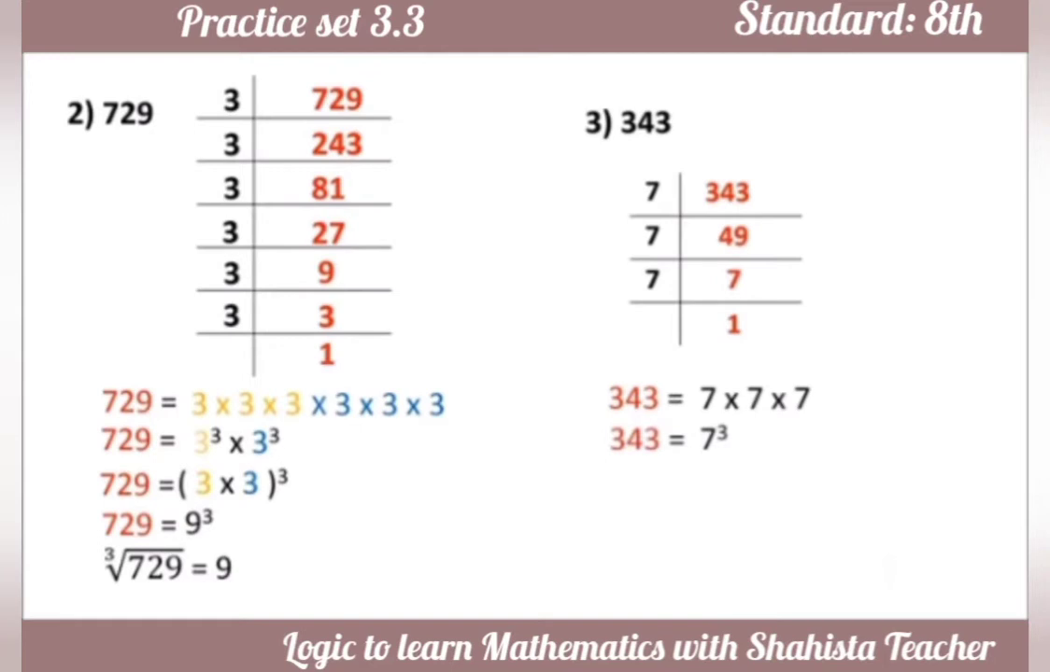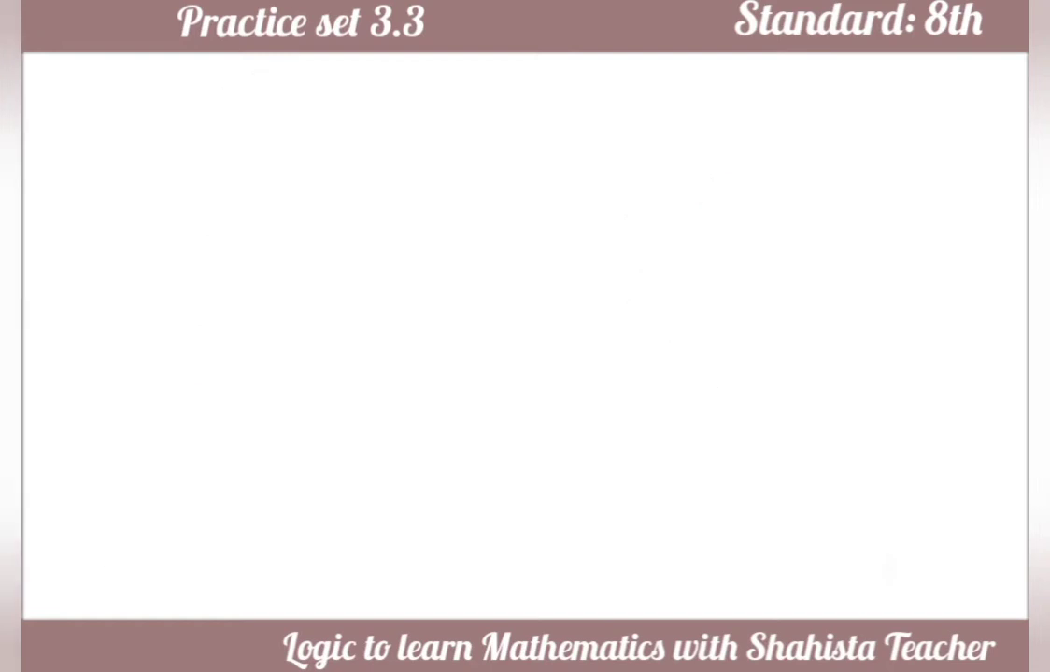So cube root of 343 is equal to 7. So we will write here cube root of 343 is equal to 7. Now let's solve sub question 4, minus 512. Here the number is a negative number. So the final answer will also be a negative number.